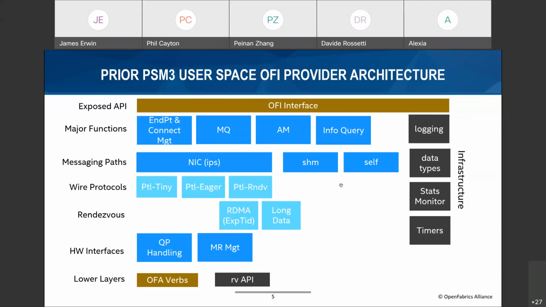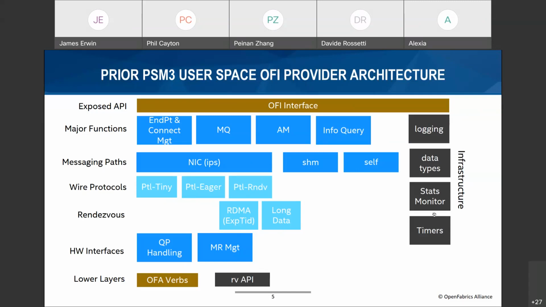We have various messaging paths, such as the interconnect protocol stack, shared memory, self-communications, and then we support the common wire protocols, tiny messages, eager, and rendezvous that have been discussed. For the rendezvous module, as part of our Ethernet Fabric Suite, we have a kernel module which is down here, the RV module. This is purpose-built to enable RC QPs for the highest performance point-to-point communication, where we can achieve line rate on 100 and 200 gigabit networks with a single MPI process.